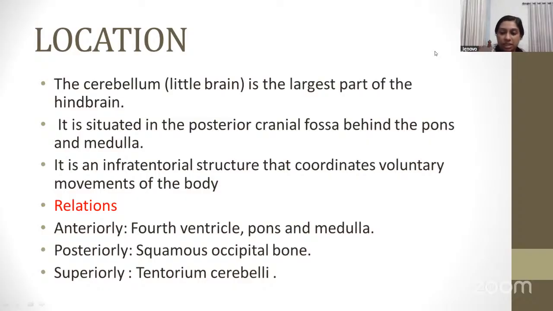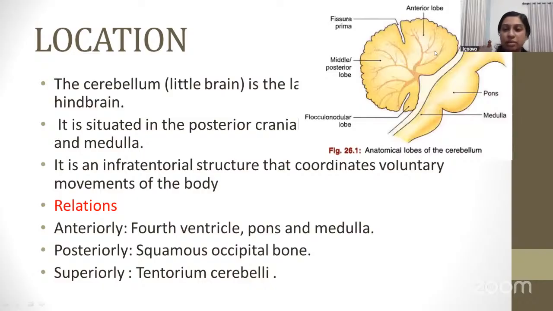And coming to the relations of cerebellum, I will explain using a diagram. This is cerebellum. This is the posterior part, and this is the anterior part. We have this fourth ventricle. This is the fourth ventricle, its roof. Okay. And anteriorly, we can see the pons and the medulla. And posteriorly, we can see the squamous part of the occipital bone. And superiorly, we have the tentorium cerebelli.